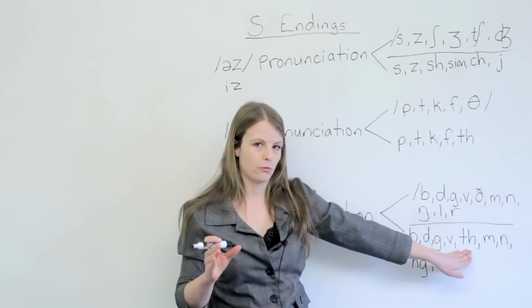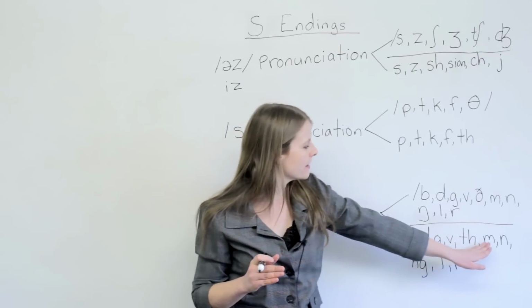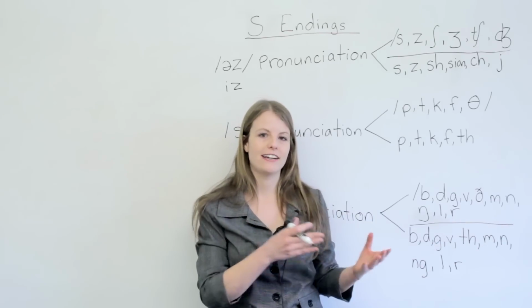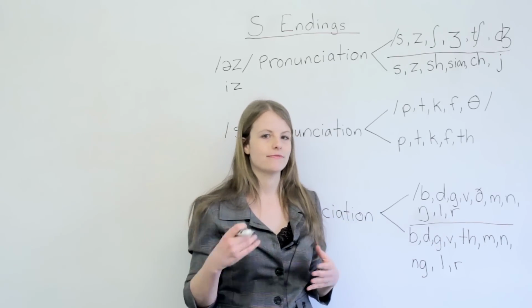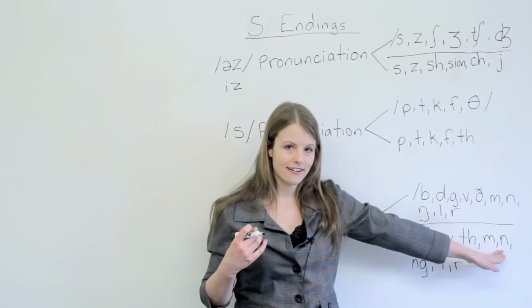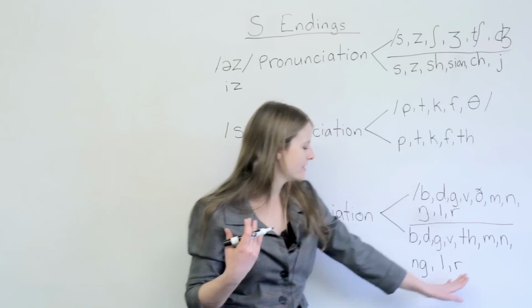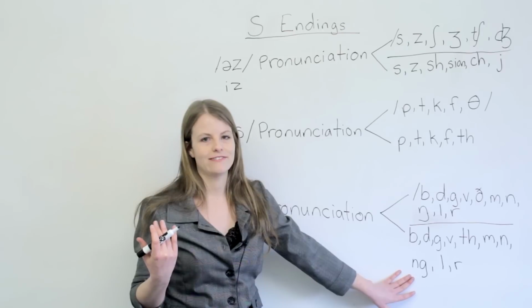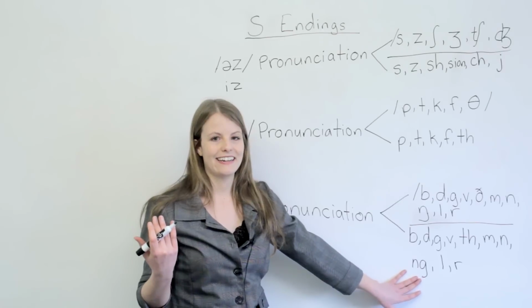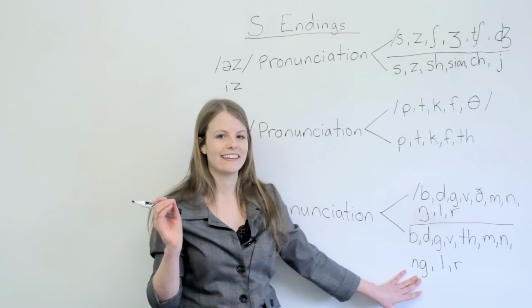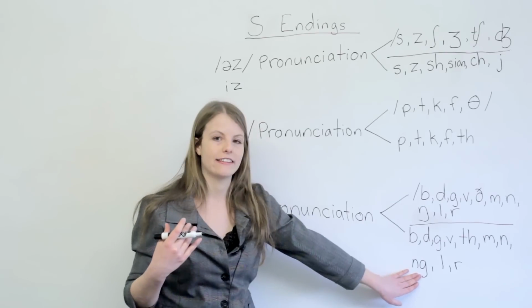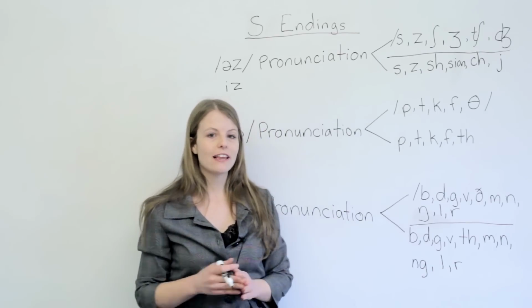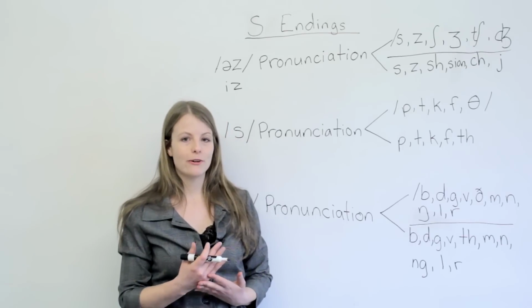So certain TH words use the Z. M. So groom. When you get married, there's a bride and a groom. Grooms has a Z sound. N. So words that end with an N sound. Ing. So singing. For example, sing, sings, he sings a song. It's going to have a Z sound. Finally, L and R.